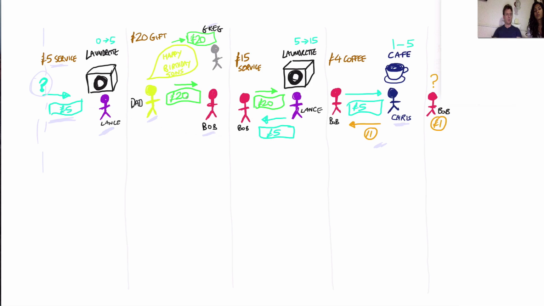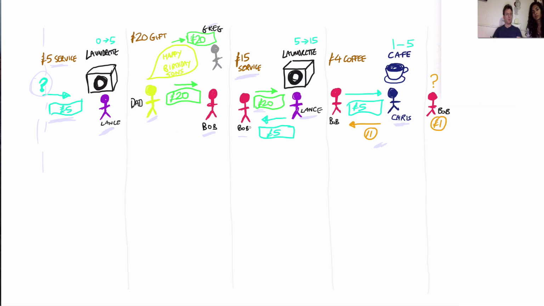And so Dad has basically paid each of his twin sons £20, and as soon as he gets this £20, Bob gets all excited and decides to go and spend it on some laundry. So he goes to Lance the laundrette, and he hands over that £20 that he received from his dad for his birthday. He hands it over to Lance and gets £5 in return, £5 change, because it was a £15 bill.